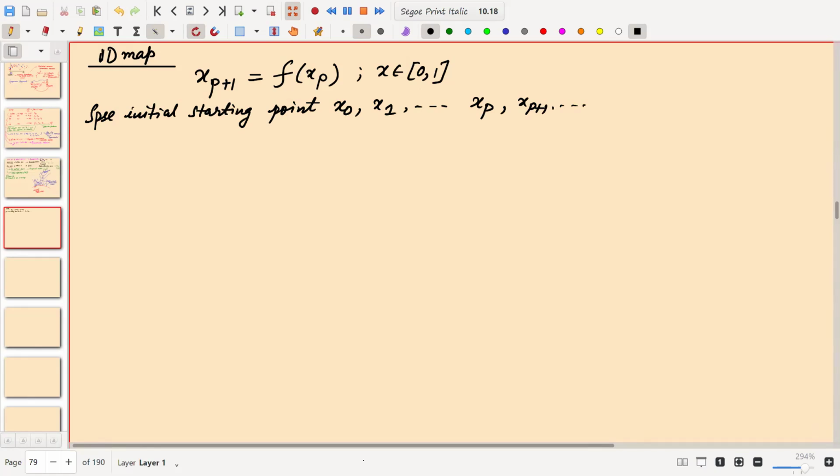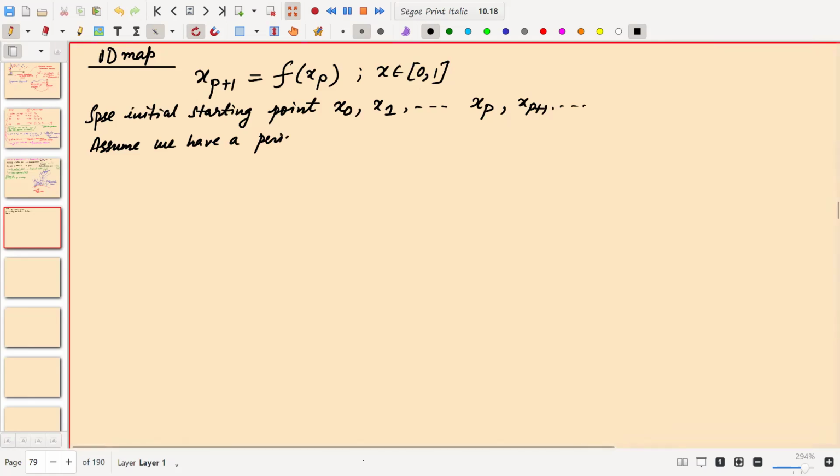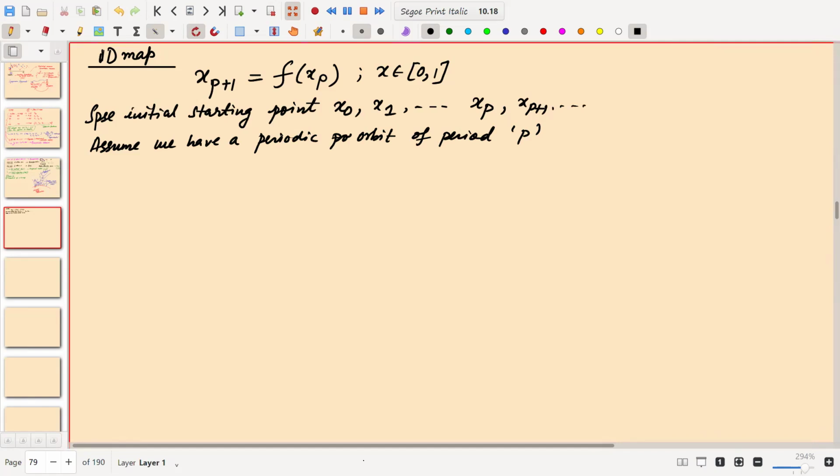Suppose we assume there is a periodic orbit of period p. What is the expression for that? Suppose you start from x naught. After p iterations, you will come back again to x naught. So x naught is nothing but xp.